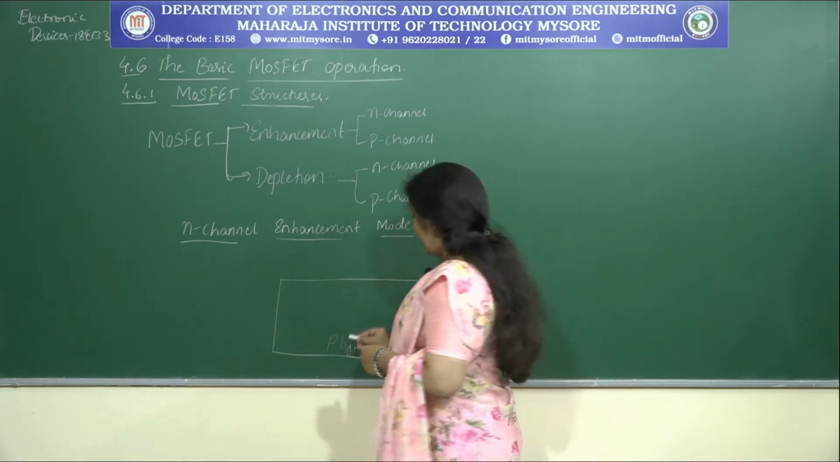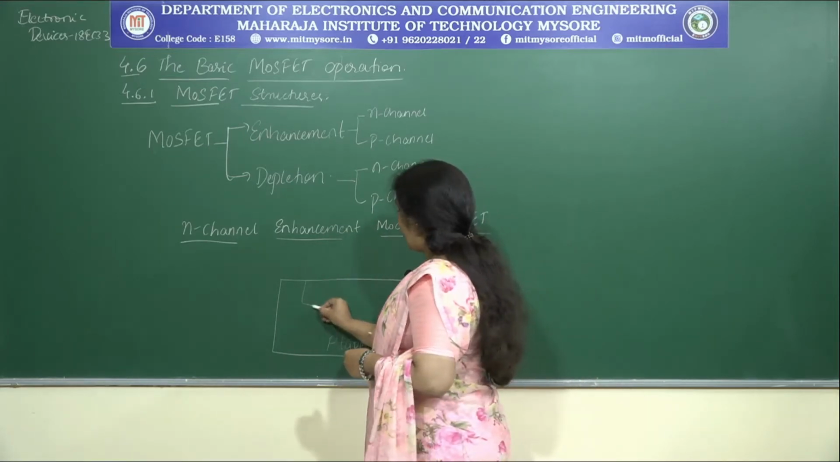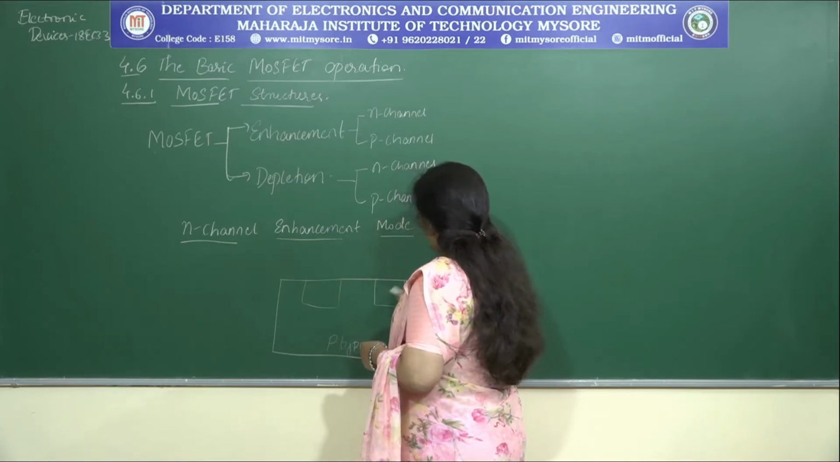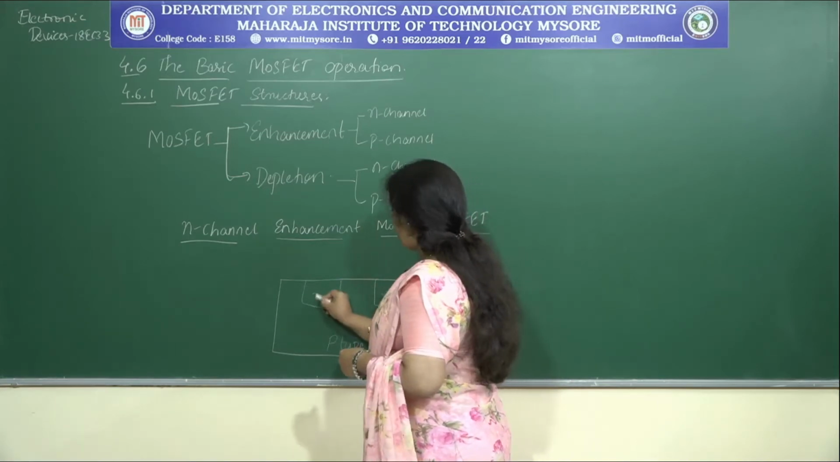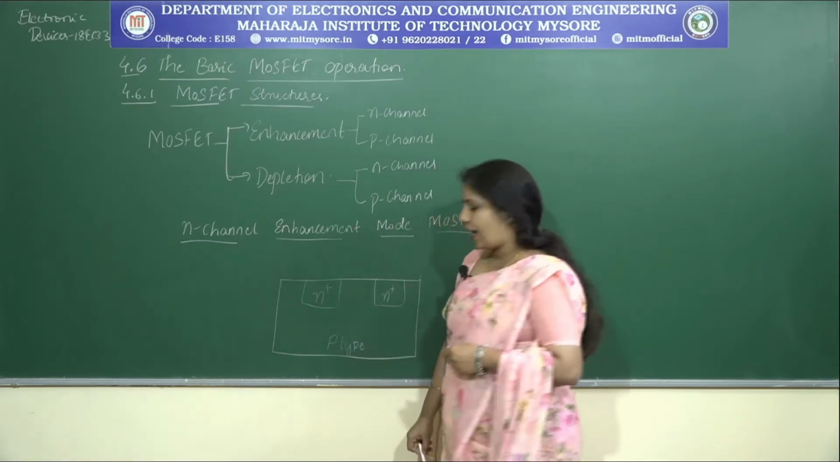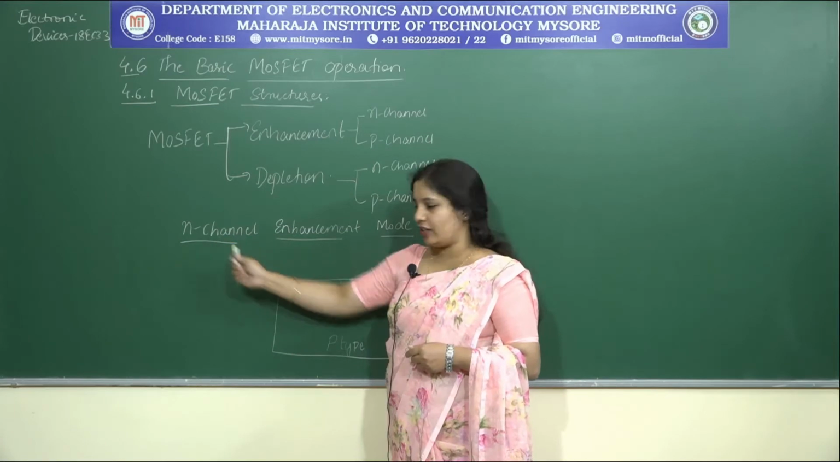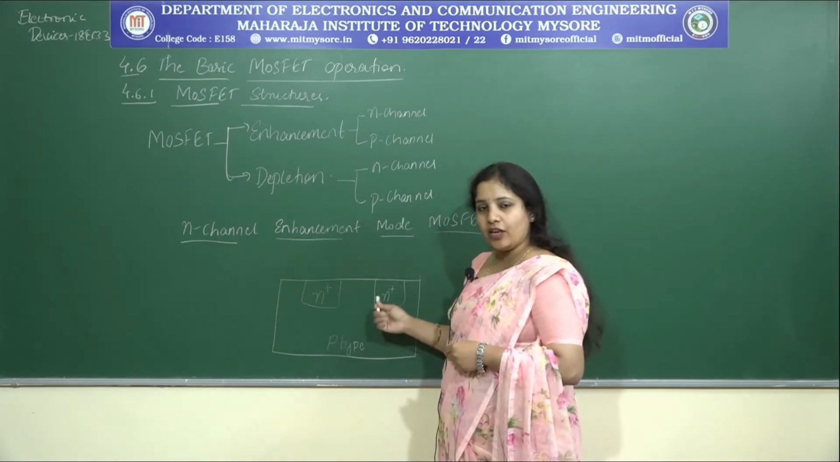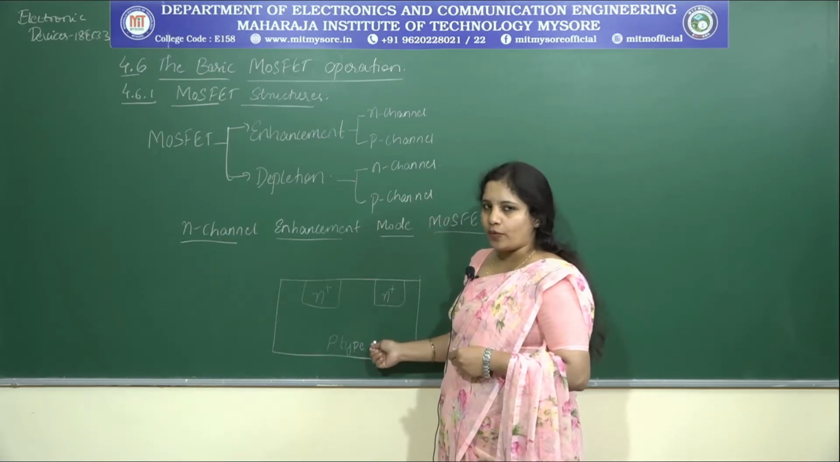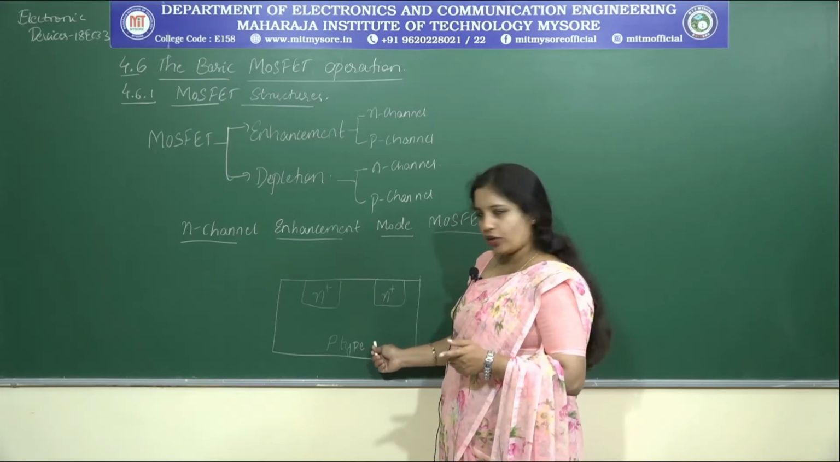Done. After that, within the P substrate, I will be having 2 wells and both of these wells are made up of N plus materials. Which kind of channel is this? N channel. Therefore, the wells should be of the same material. The underlying substrate should be of the opposite type. Remember this. That's the key point that you have to understand.